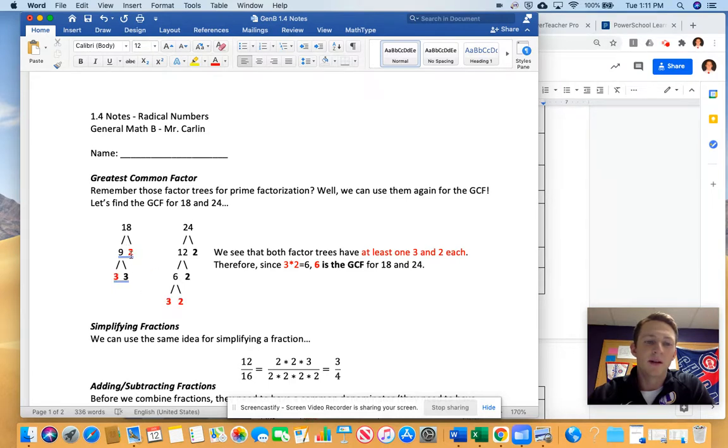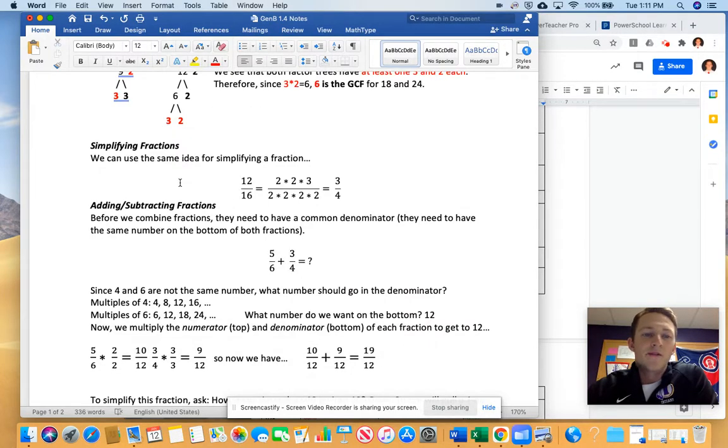So we're going to take that 3 times 2, and that equals 6, and we know that 6 is the greatest common factor of 18 and 24. Basically what that means is that 6 is the biggest number that will multiply evenly or nicely into 18 and 24.